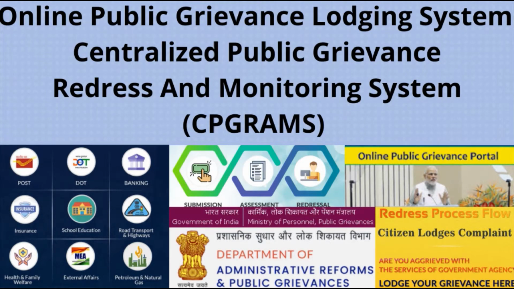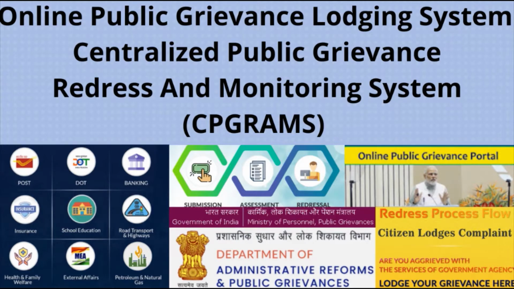Today let's see how to lodge a public grievance online. So this is the online public grievance lodging system, referred to as the Centralized Public Grievance Redress and Monitoring System, CPGRAMS. You can lodge a complaint against any central government department like Postal Services, Department of Telecommunication, Banking, Insurance, External Affairs, and Petroleum and Natural Gas.